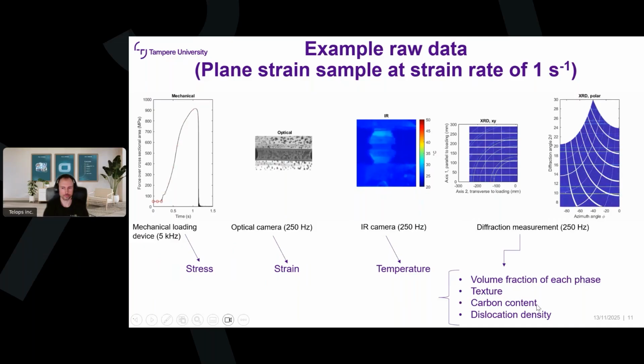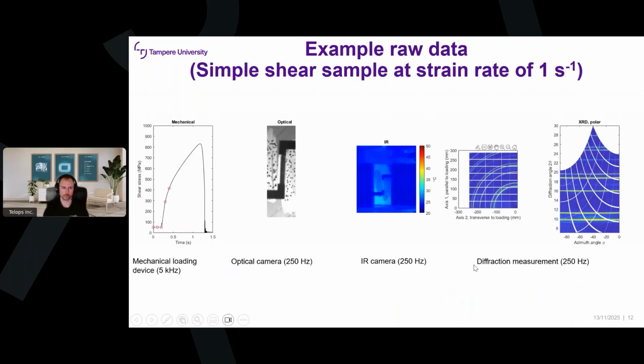And also with the peak shifting, you can calculate the carbon content, and with the broadening of the peaks, you can calculate the dislocation density. Right now, I'm working on this topic, and I want to calculate the dislocation density accurately through these measurements. This slide also shows the raw data of a simple shear specimen at high strain rate, and as you can see, it also gives very high resolution data from all instruments: optical, IR, mechanical, and diffraction data.